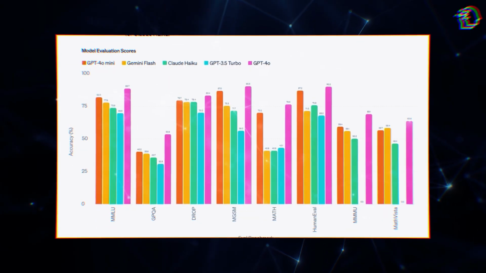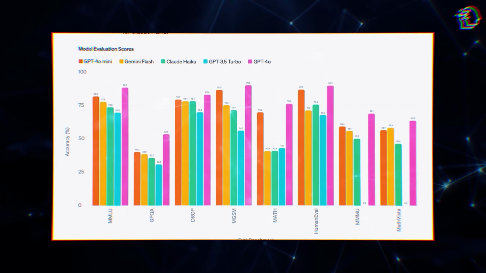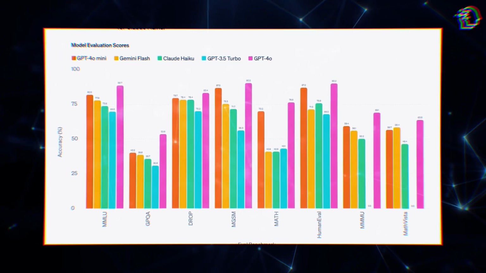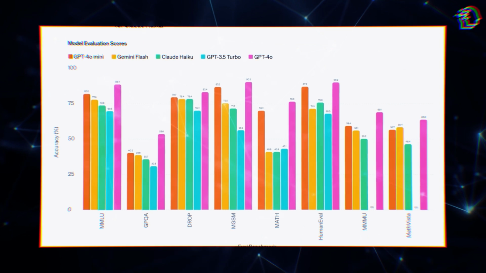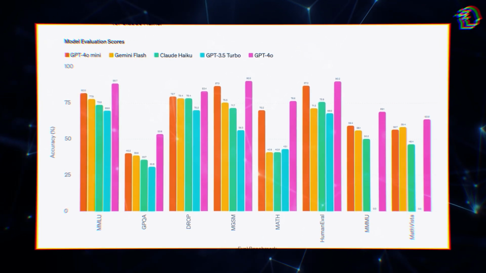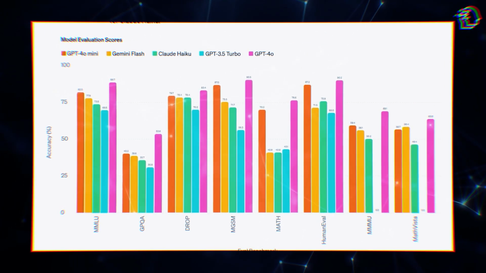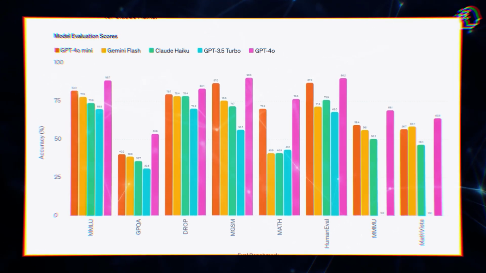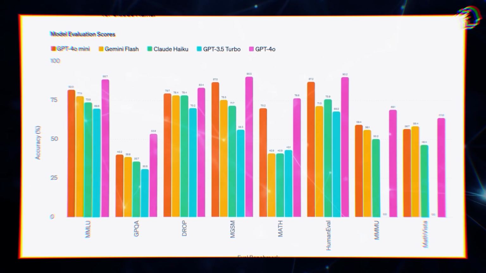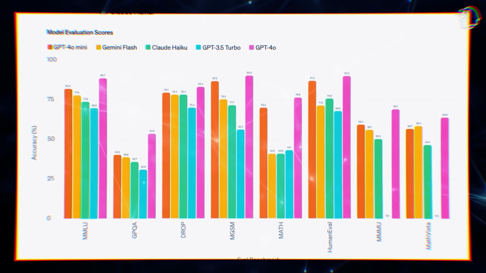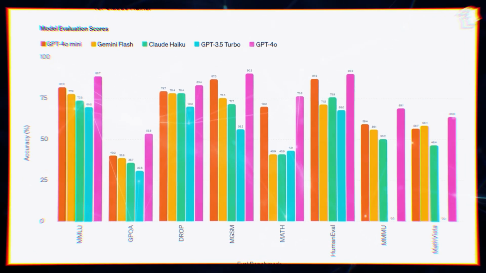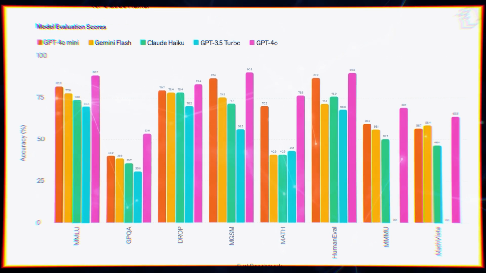GPT-4o Mini scored an impressive 82% on the Measuring Massive Multitask Language Understanding benchmark. For context, GPT 3.5 scored 70% and the full-size GPT-4o hit 88.7%. Google's Gemini Ultra claims the top spot with 90%. The scores of competing models Claude 3 Haiku and Gemini 1.5 Flash are 75.2% and 78.9%, respectively.